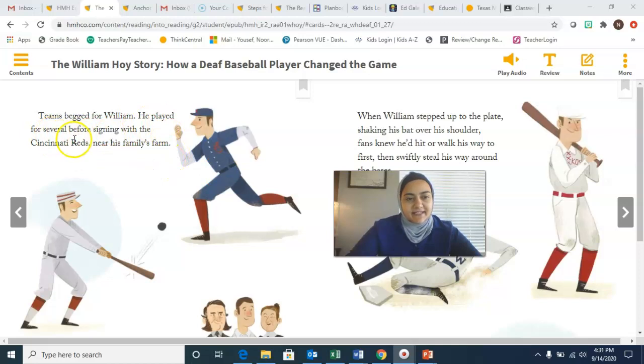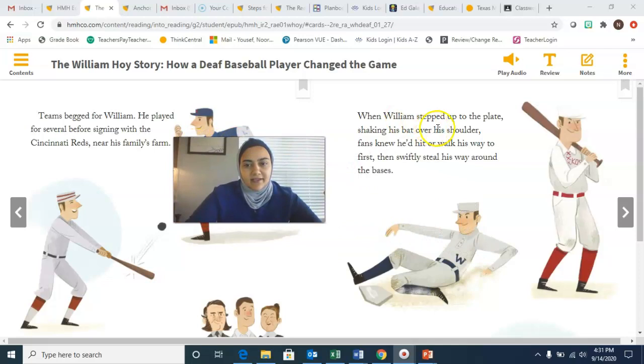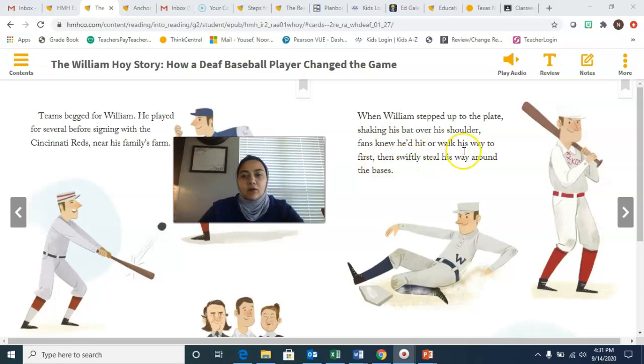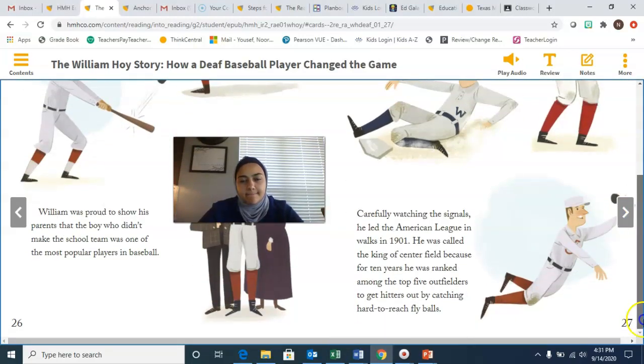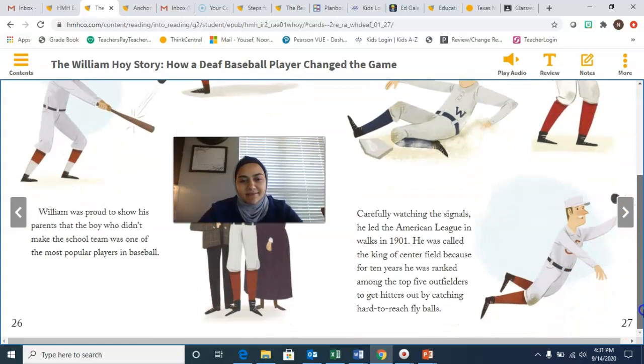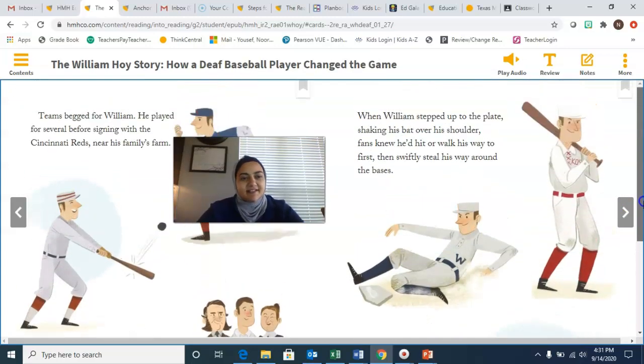He played for several before signing with the Cincinnati Reds near his family's farm. When William stepped up to the plate, shaking his bat over his shoulder, fans knew he'd hit or walk his way to first, then swiftly steal his way around the bases. Oh, I was like, what? Something doesn't make sense. That's why I skipped a lot. Sorry, I'm going to reread that.